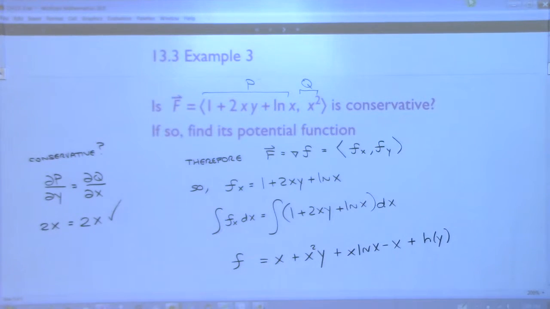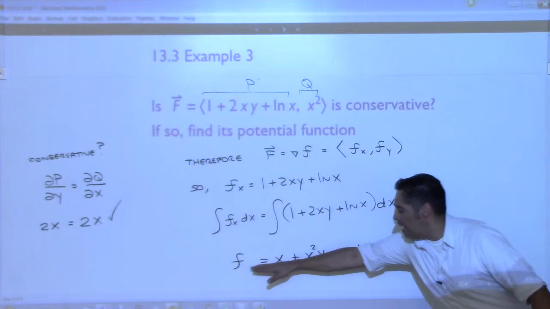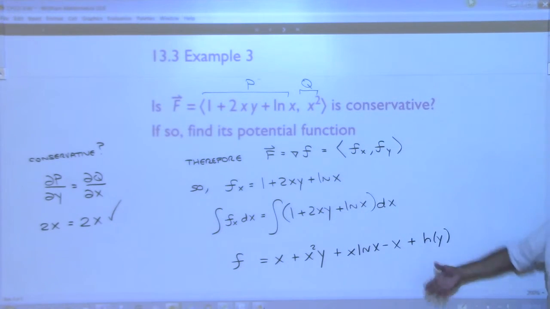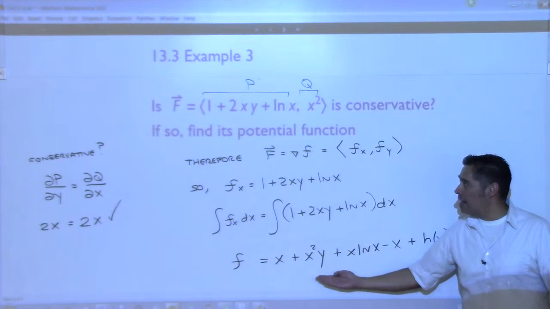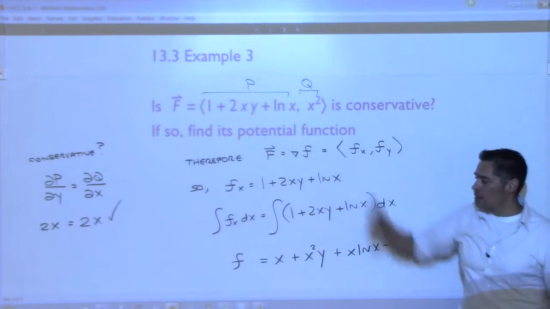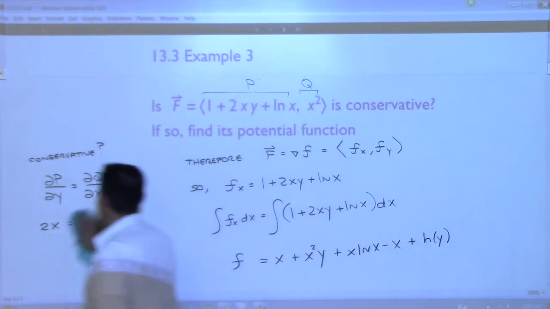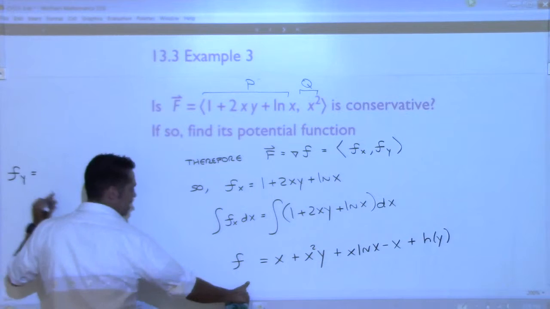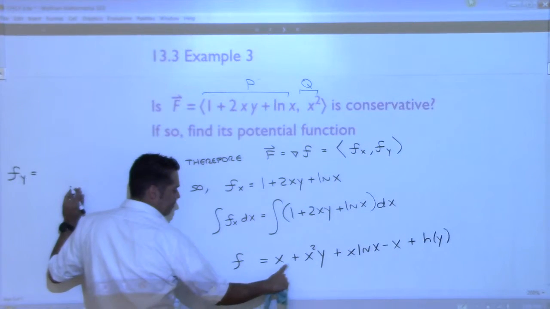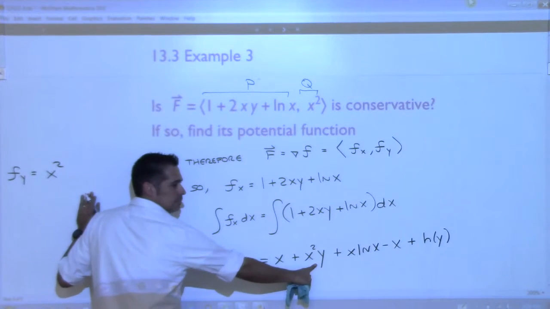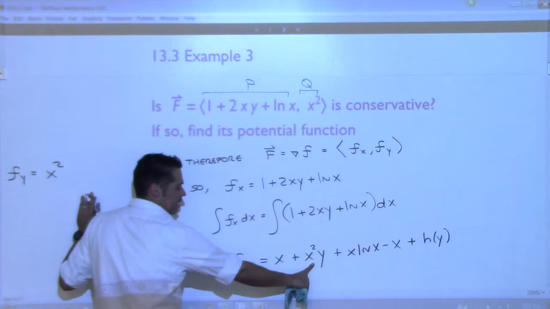Okay, then what did we do? We know f up to some function h. We don't know what this is yet. So how do we go after that? We take the partial of this with respect to y and try to get it to match up to that, because that's the partial of f with respect to y. So now taking the partial of that with respect to y, we get this. From here, the partial of f with respect to y must be 0 plus x squared. The partial of that with respect to y is just x squared.